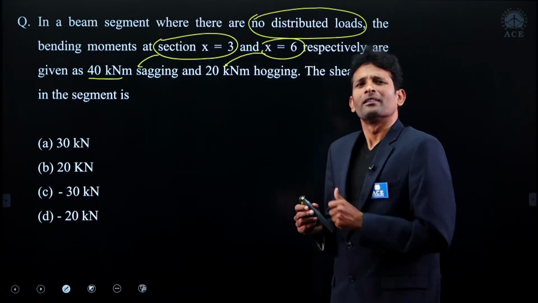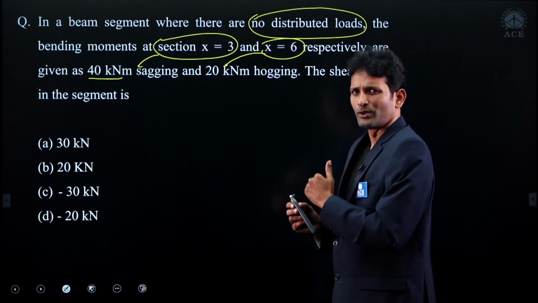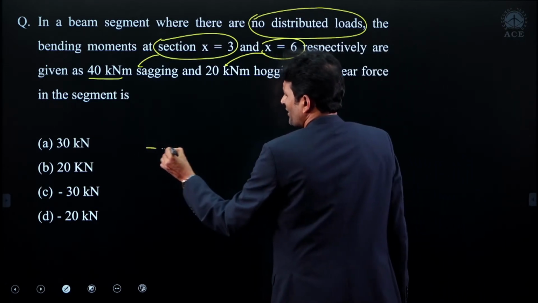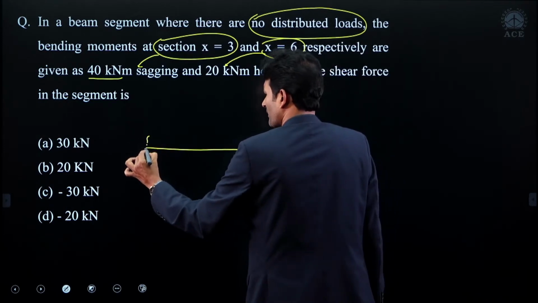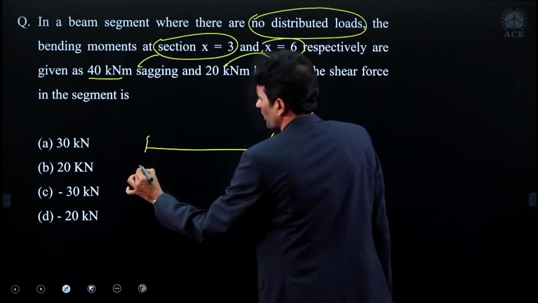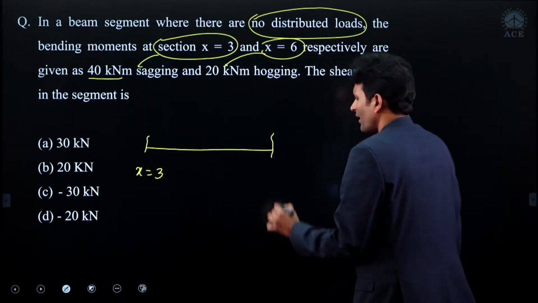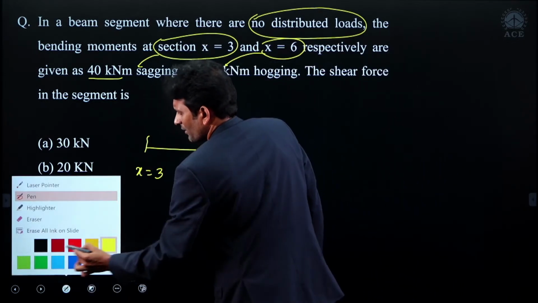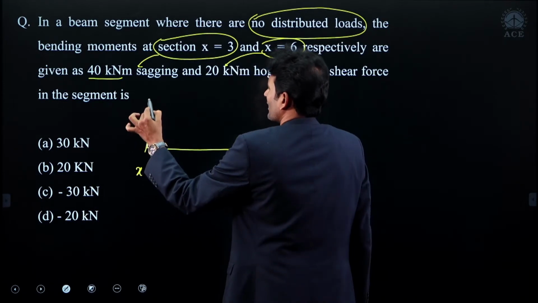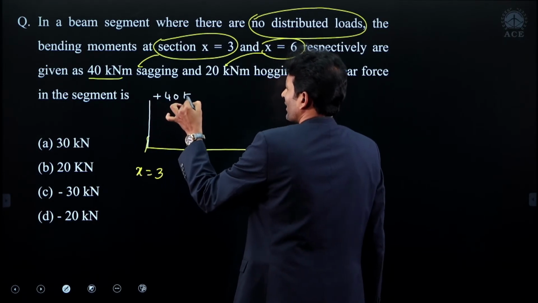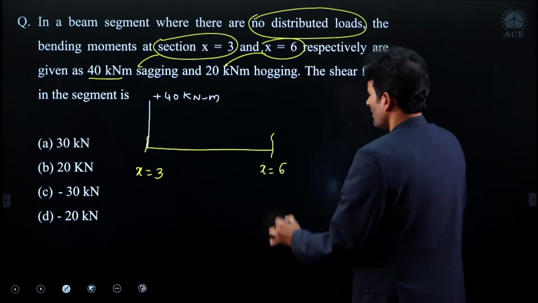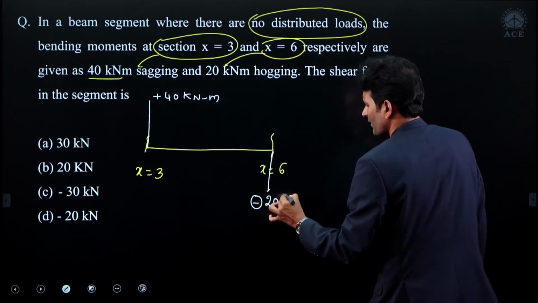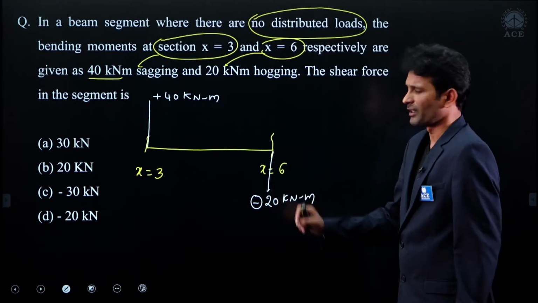If by mistake you use first and second the wrong way, I will show you, definitely you are getting the wrong answer. See, first I am taking this one. We know the bending moment values on the partial segment from the problem. This is the partial segment where x equal to 3 meters and the second section x equal to 6. Here the bending moment has a positive value. Let us take this as positive 40 kilonewton meter at this section. At this section, the bending moment is negative 20 kilonewton meter. That's it. Don't forget the sign convention.